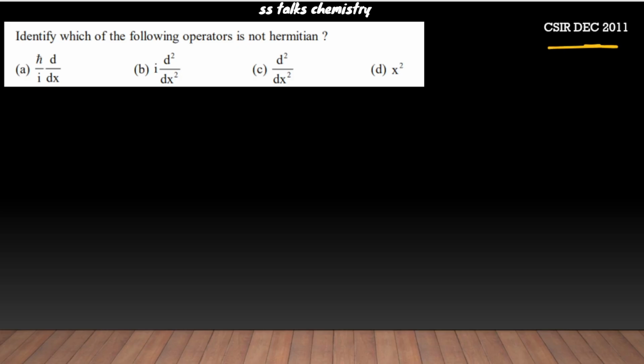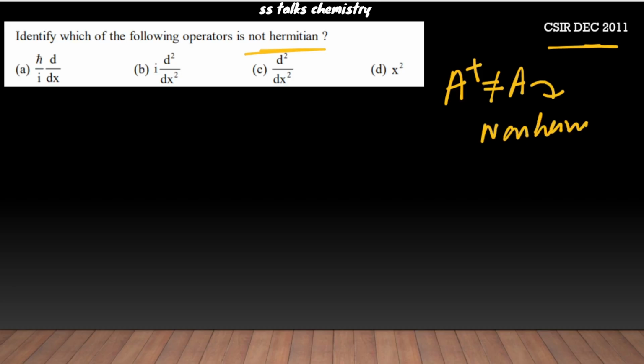It says identify which of the following operators is not Hermitian. That means A dagger is not equal to A. That is called anti-Hermitian or non-Hermitian. If it is equal to negative A, then it is anti-Hermitian. If it is not equal to A, then it is non-Hermitian. Or if A dagger is equal to minus of A, then it will be anti-Hermitian. That means it is not following the property of Hermitian.